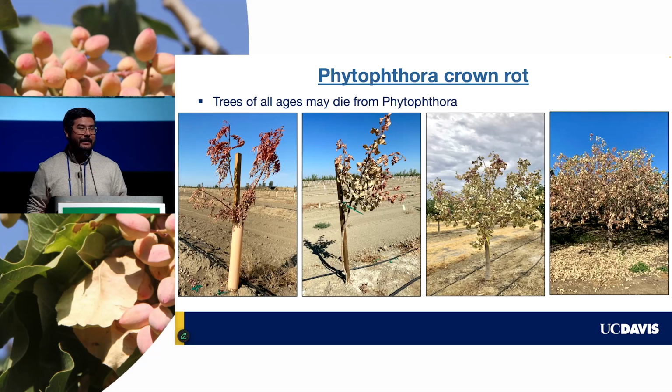I do want to emphasize that we have seen Phytophthora crown rot infections affecting trees at all life stages, from newly planted trees that haven't even been grafted yet to 1 to 2 year old grafts, and then much older trees as well. So this is a huge issue that we continuously get several farm calls and samples submitted for every year, regardless of tree age.